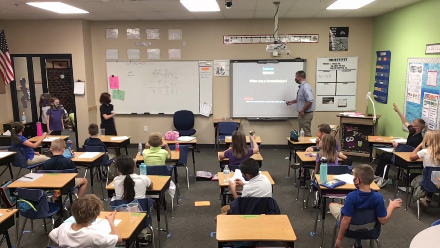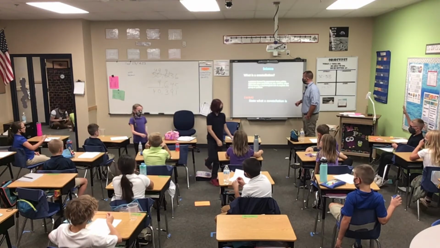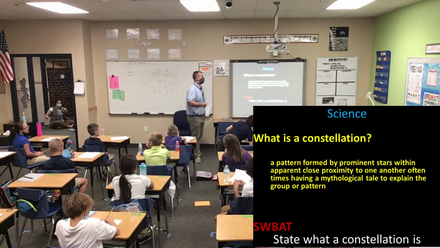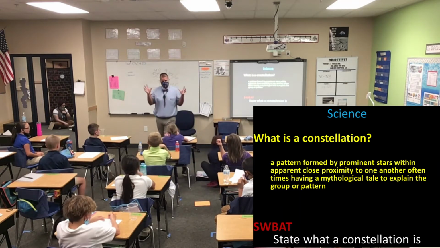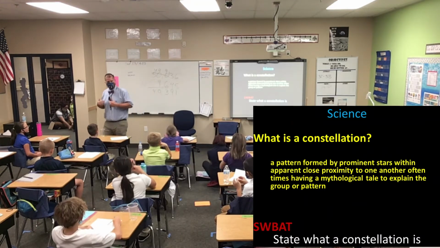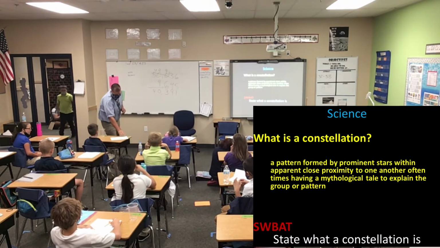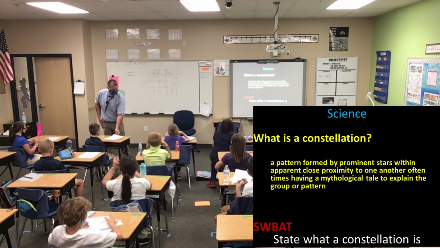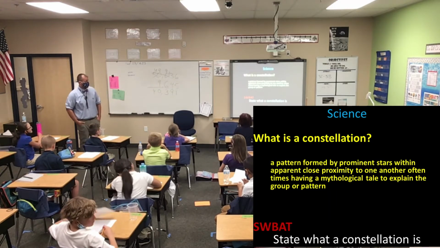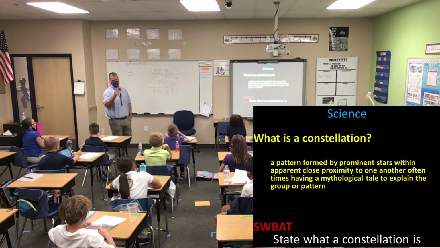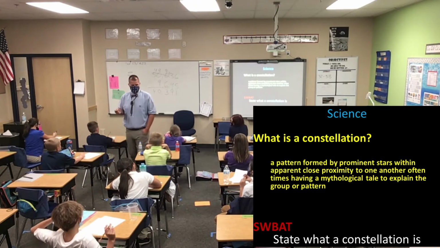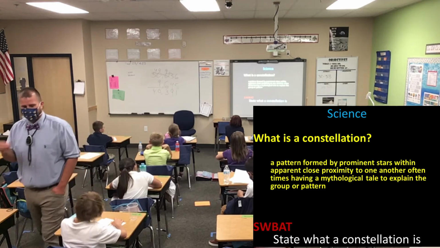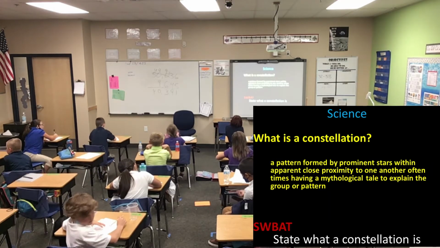So, a constellation would be defined as a pattern formed by prominent stars. Prominent just means brighter stars that we're able to see here. So, on your paper, what is a constellation? Let's go ahead and write this definition down. A pattern formed by prominent stars within apparent close proximity. So apparent means they just look like they are close to each other. So let's write that definition. Do you have a pencil or do you need one?